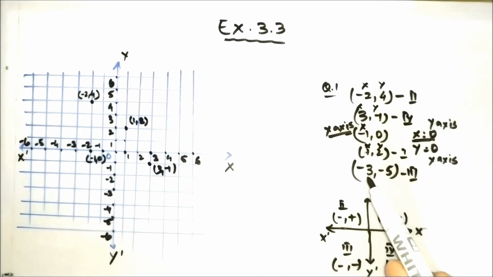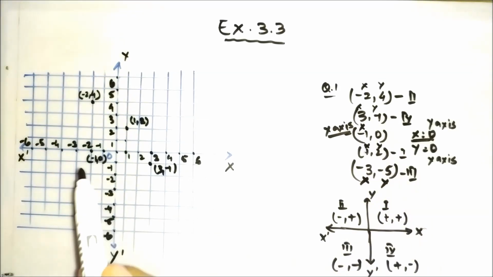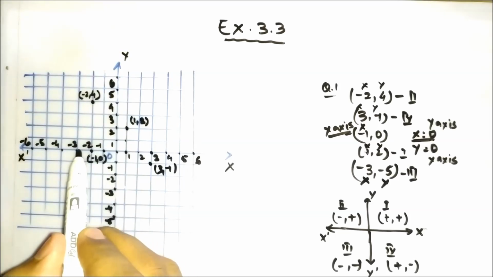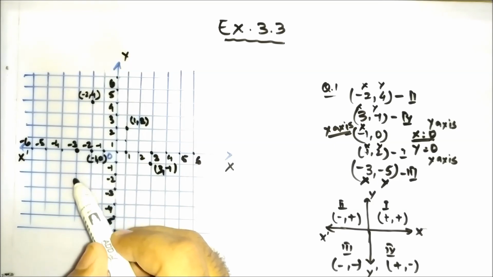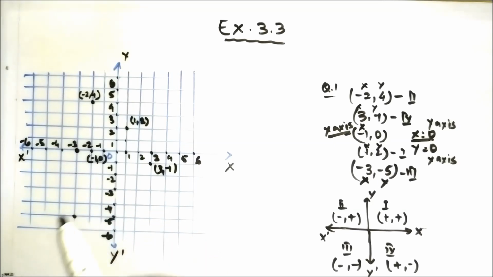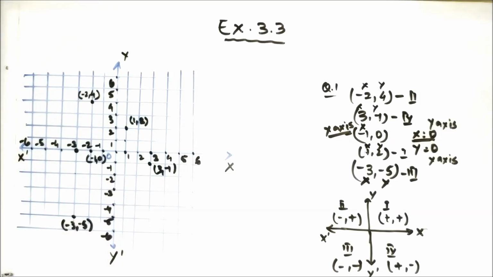And the last one is (-3, -5). x is negative and y is also negative. So for negative x, that will be -1, -2 and -3, this one, and -5. So it will be 1, 2, 3, 4, 5. So this point will be the coordinate (-3, -5). Like this we mark the coordinates on the graph. I hope you understood this one.